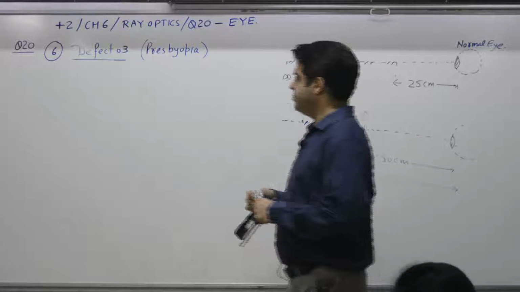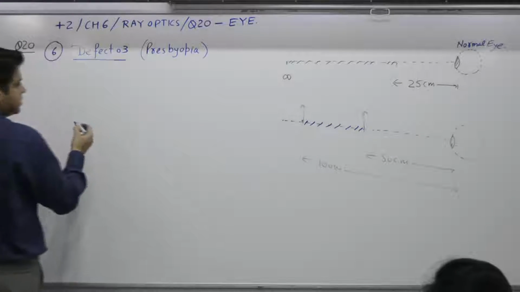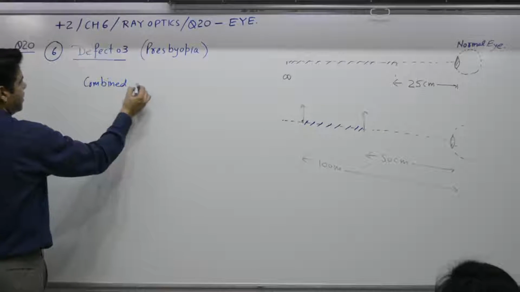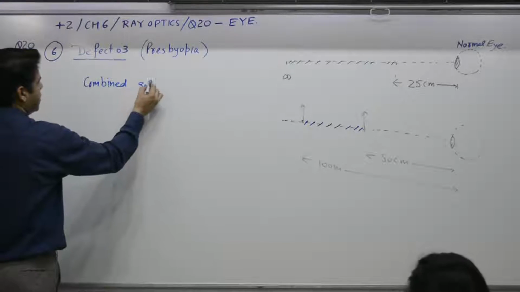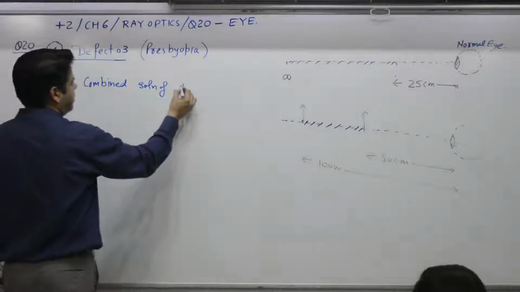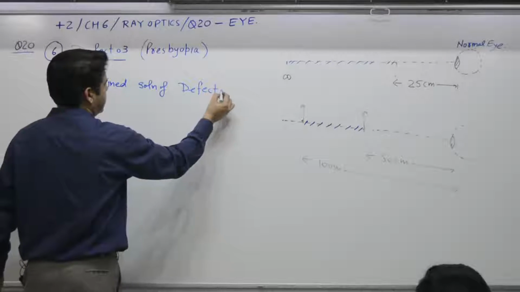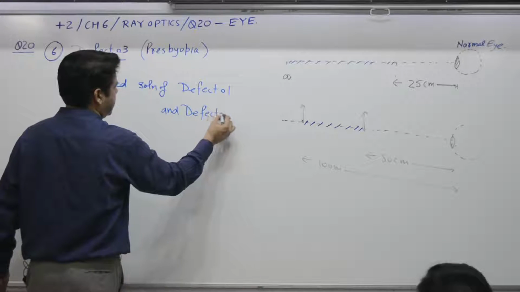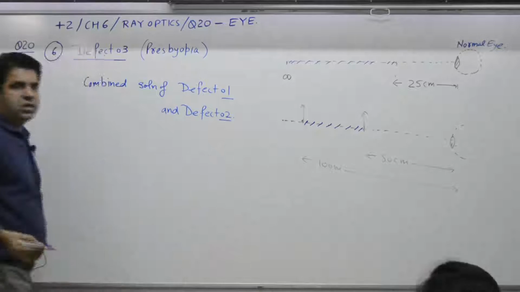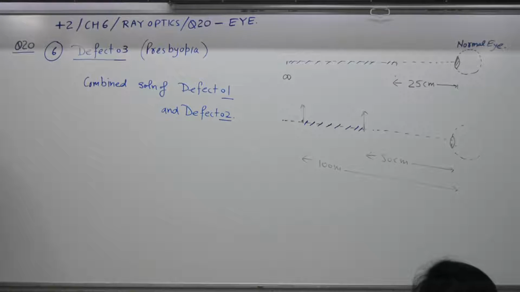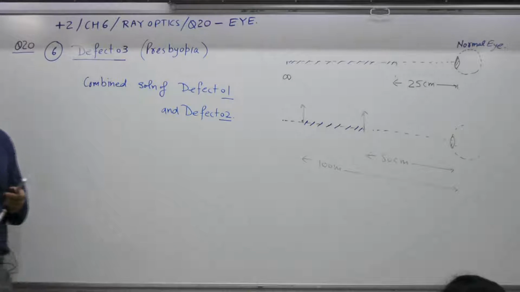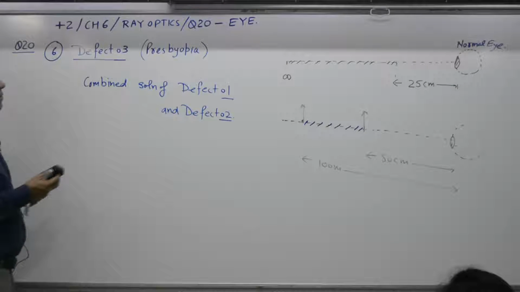What is the solution? Yes, combined solution of defect number 1 and defect number 2 means what? Both lenses, one converging and one diverging. This is defect number 3.